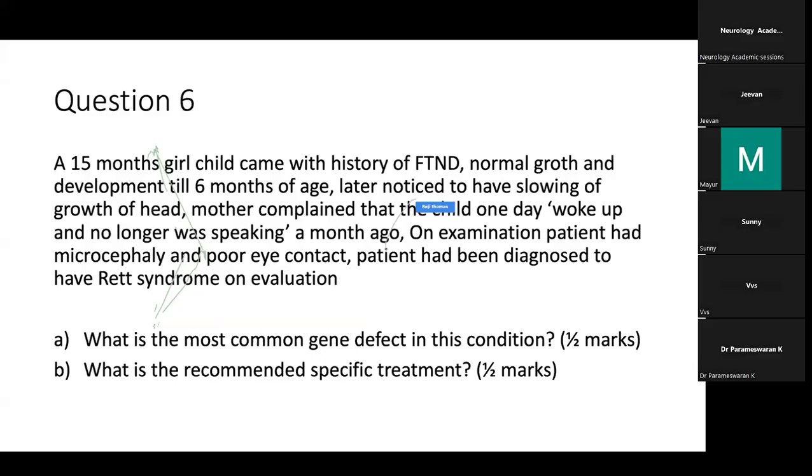A 15 months girl child came with history of full-term normal vaginal delivery, normal growth and development till 6 months of age. Later, she noticed to have slowing of growth of the head. The mother complained that the child one day woke up and was no longer speaking around a month ago.